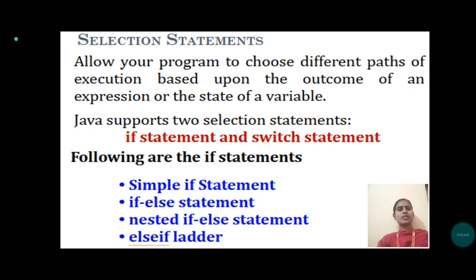Here is the first one. Selection statements allow your program to choose different paths of execution based upon the outcome of an expression or the state of a variable. Java supports two selection statements: first, if statements, and second, switch statements.